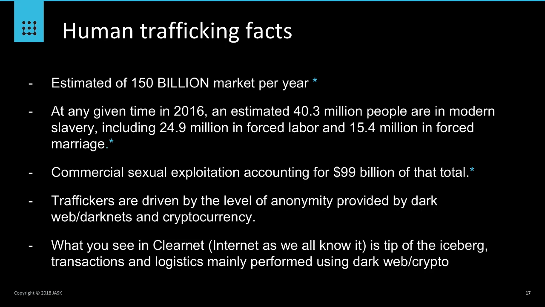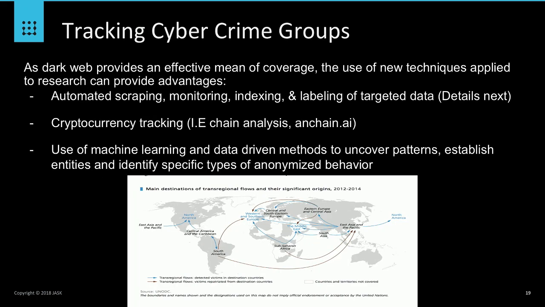So like I said before, what you see on the ClearNet is the tip of the iceberg. There's an entire operation with that much money. So here are some of the flows of tracking cryptocurrency. Oh, there it is. It's Chainalysis and Anchain. With Anchain, we have Victor if you have questions. We can also use machine learning and data-driven methods, which you're about to see.